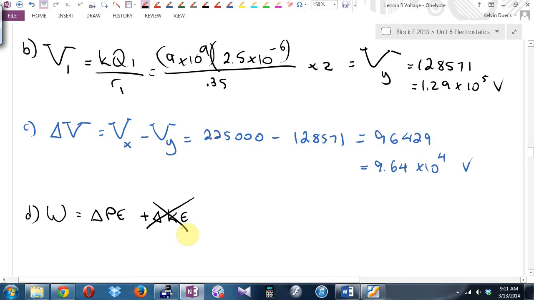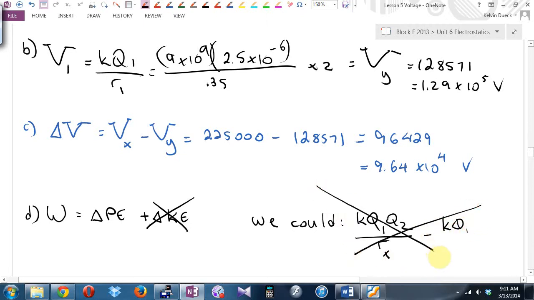Now, I could go like this. Change anything is final minus initial, and I could say, oh, that's going to be K Q1 Q2 over Rx minus K Q1. You know what? I could do that. But what did we just find in part C? Matt, what did we just find in part C?